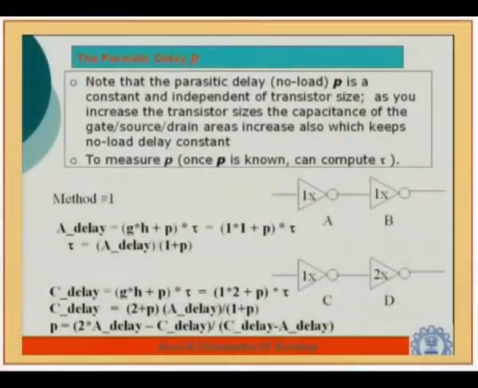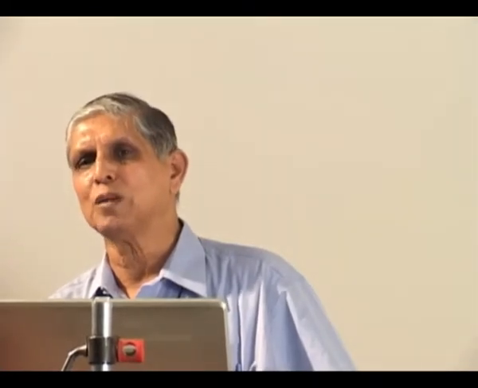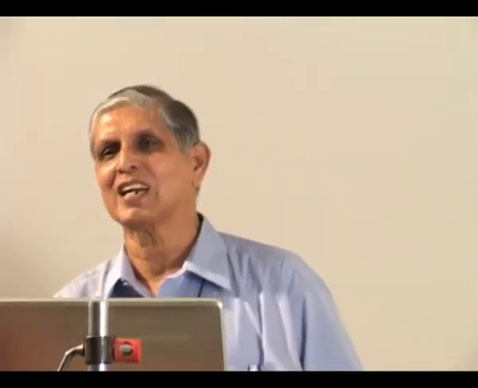Now the third part in my decision is the parasitic. Note that parasitic delay, which is essentially the no-load delay, is constant and independent of the size of a transistor. As you increase the transistor sizes, the capacitance of gate, source and drain areas also increases, which keeps the no-load delay constant. Once P is known, one can compute D, and therefore one would like to know P. There are different methods. What we do is we take two same-size inverters driving each other, and next time we use a 1x inverter driving a load of a 2x inverter and measure the delay again, and from that P can be found. Two equations, two unknowns, so I can get the P value.